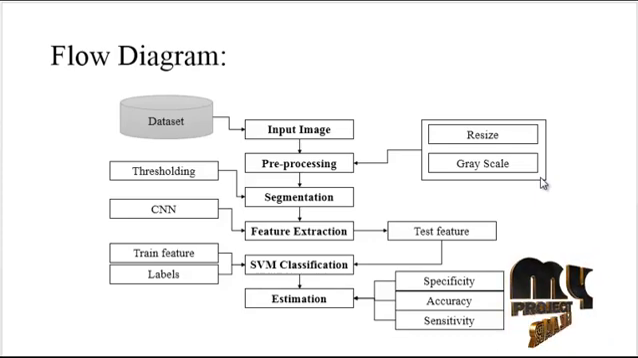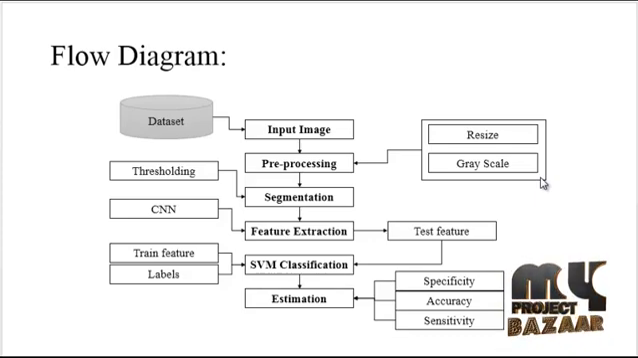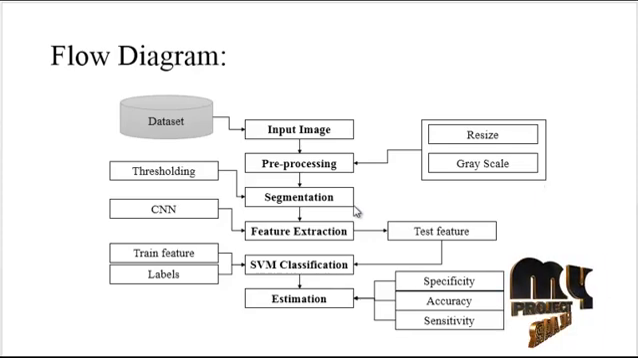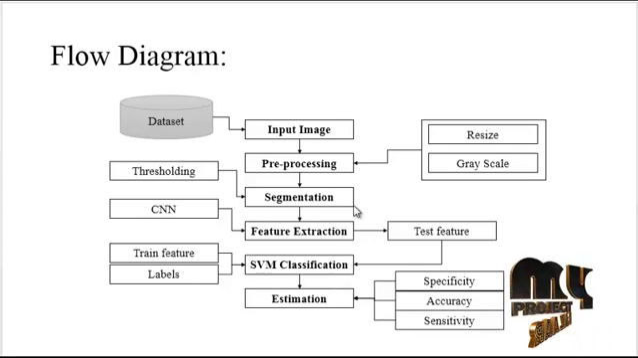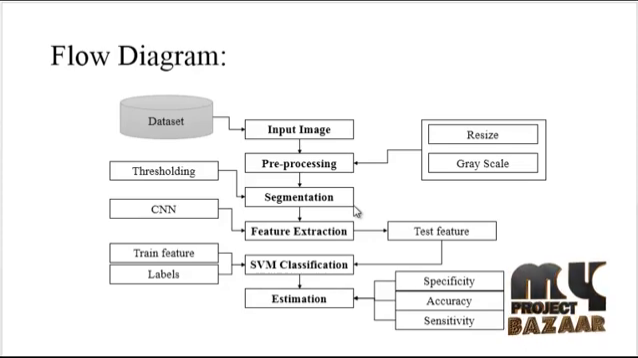After converting the image into grayscale form, we do the segmentation. Segmentation means we segment the affected portion. For example, if the input image has a tumor region, that particular tumor region will be extracted, that is the segmentation. Here we are using the threshold and morphological algorithm to segregate the tumor region.